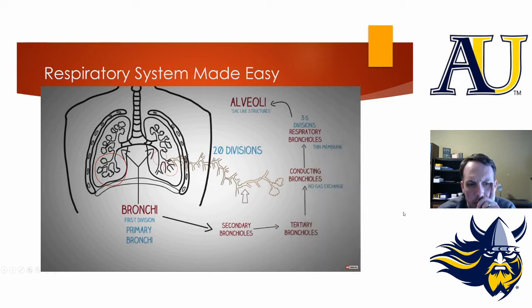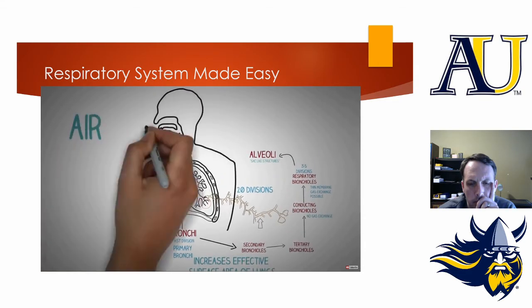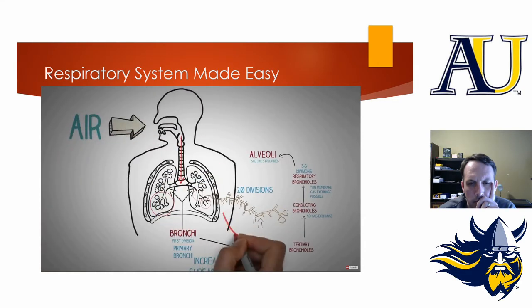The conducting bronchioles are called conducting bronchioles because no gas exchange happens in them since they have thick walls. But respiratory bronchioles have very thin walls and some amount of gas exchange can happen in these respiratory bronchioles. But the majority of the gas exchange happens in the alveoli because of their close proximity to the blood vessels. The division of the bronchioles to such an extent increases the effective surface area of the lungs. So the air that we inhale finally reaches the alveoli.